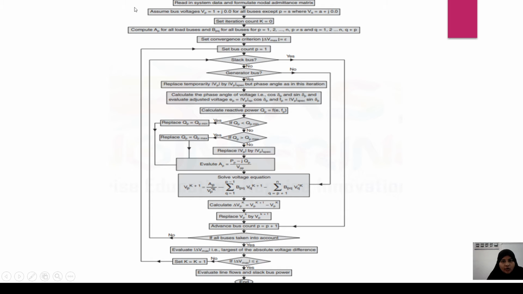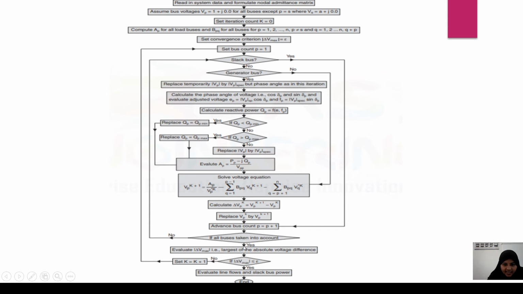Next, set iteration count K equal to 0. Compute AP for all load buses and BPQ for all buses, for P equal to 1, 2, 3 and so on up to N, P not equal to S, and Q equal to 1, 2, 3 and so on up to N, Q not equal to P. Set the convergence criterion, mod of delta V max is epsilon. Set bus count P equal to 1. Slack bus? If it is a slack bus, yes means you go to this step, advance bus count, P equal to P plus 1.